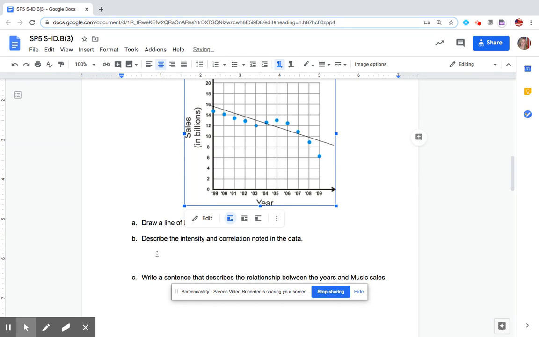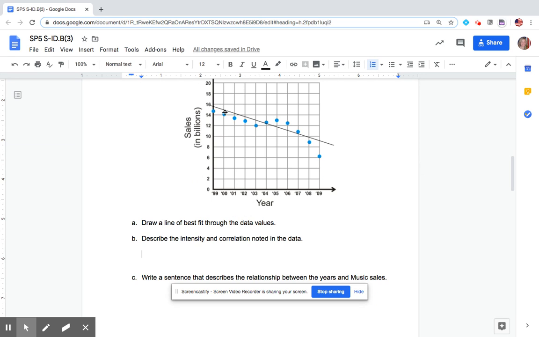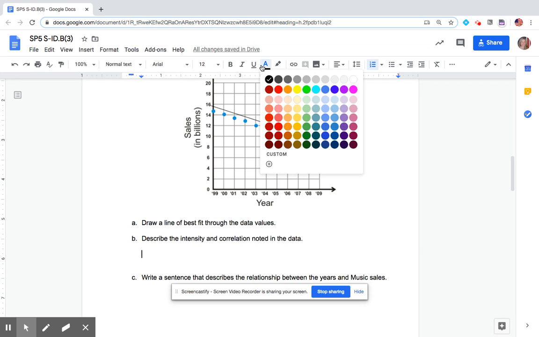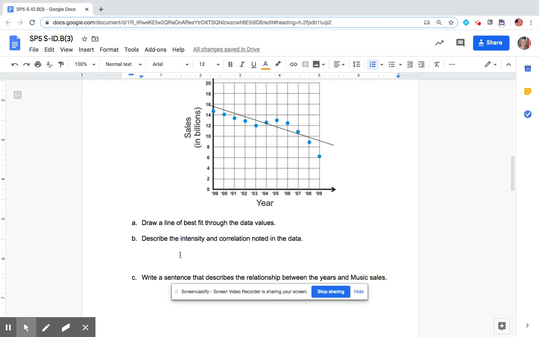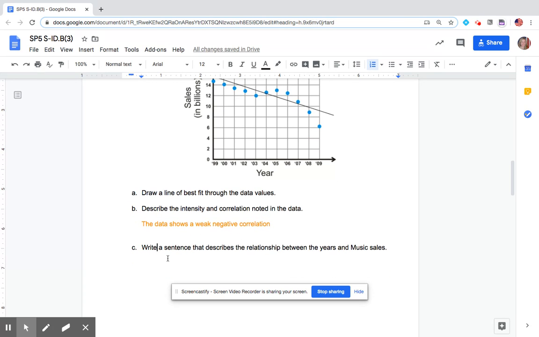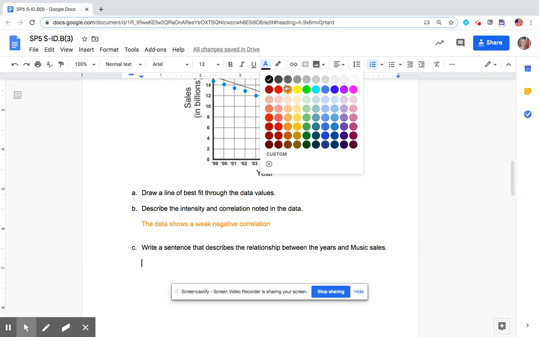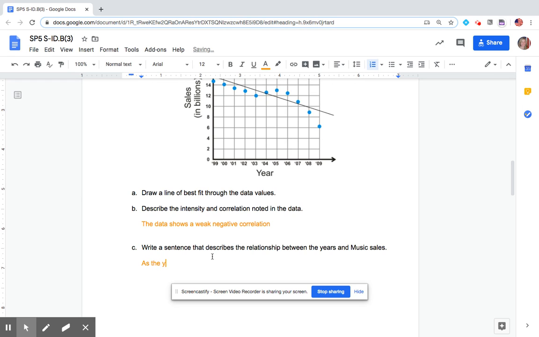And then when it asks me to describe the nature and intensity of the data, this has a weak negative correlation. And I know it's negative because the slope there is negative. Now, why weak? Because these dots are not close to the line. And to write a sentence that describes the relationship, I could say something like this, that as the years increase, the sales of music decreases.